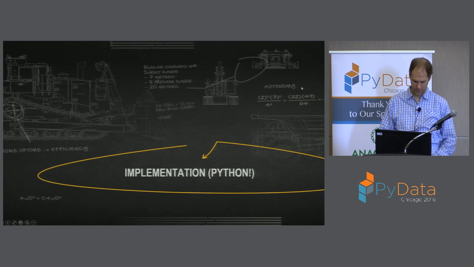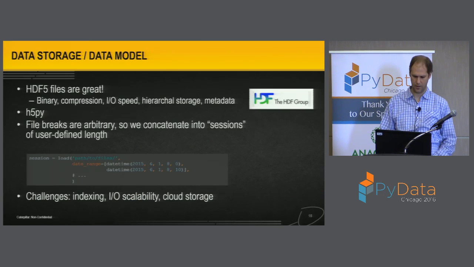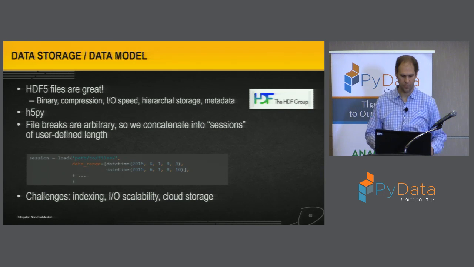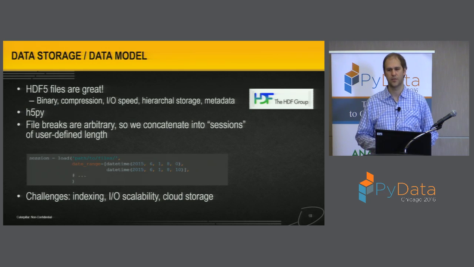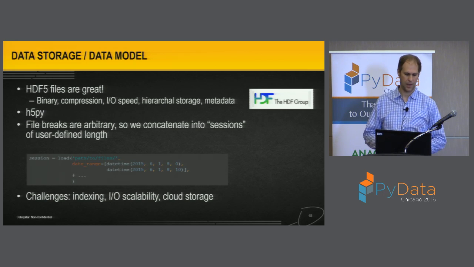So here's the implementation, and we are using Python. This is PyData. So we'll start with the data storage and the files. We use HDF5 files, which is a hierarchical data format. These files are great for our type of data. We don't have textual data. This is numeric. It's binary. It's very large. And what HDF5 does well is compress that data. They have a chunking compression algorithm.